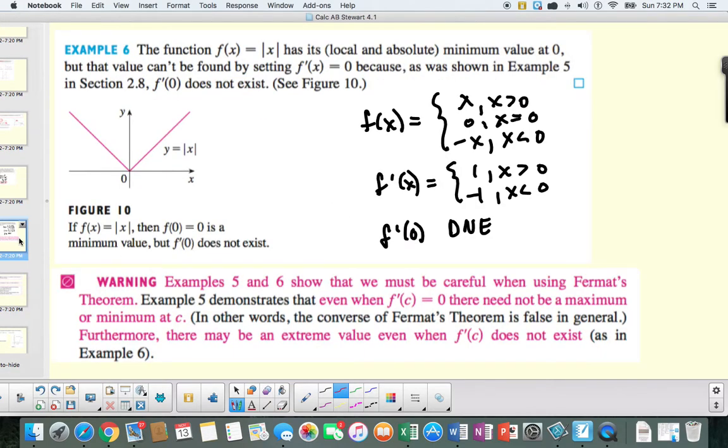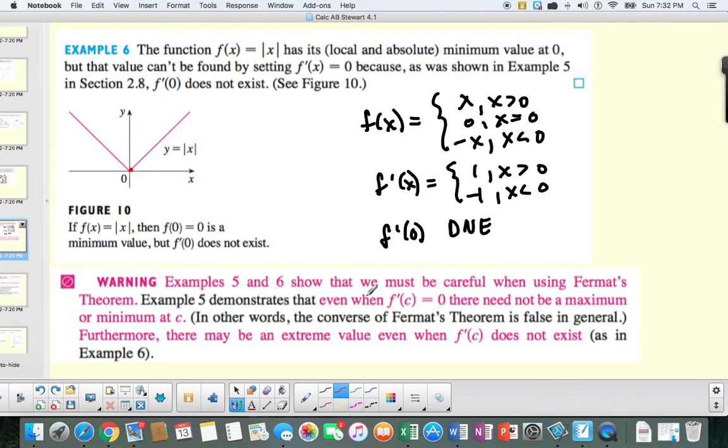Let's also take a look at the absolute value. Notice that the absolute value can be defined this way, and its derivative will be equal to 1 if x is greater than 0 or negative 1, and there is no value for a derivative at 0 because we don't have that limit situation happening, so it does not exist. And yet, this value is an absolute minimum value. So what we're trying to show in both of these situations is that you have to be careful.